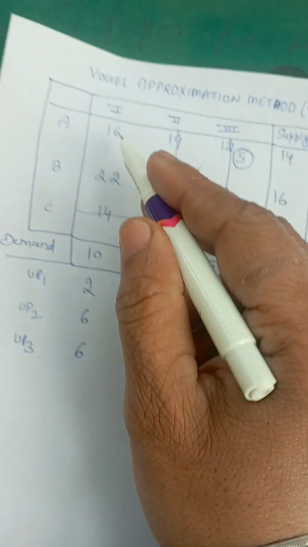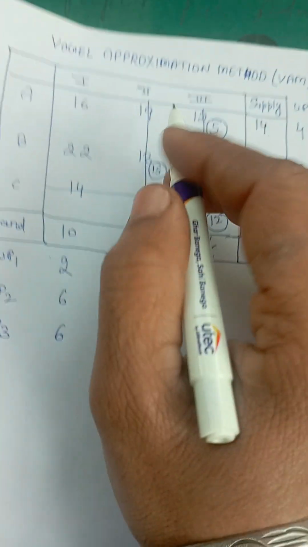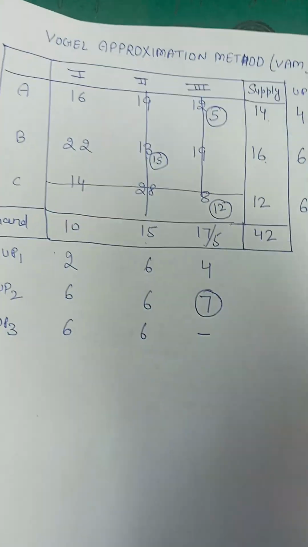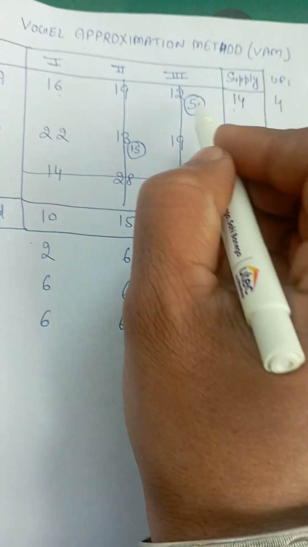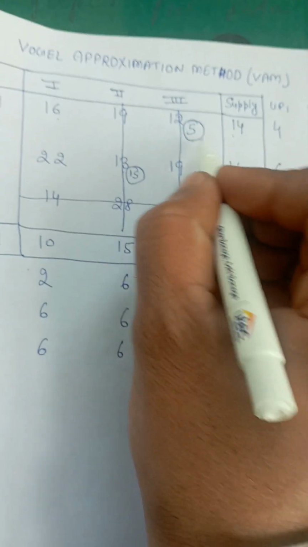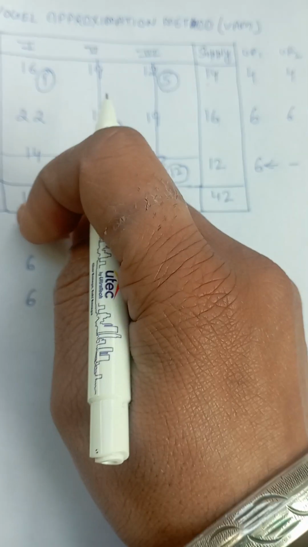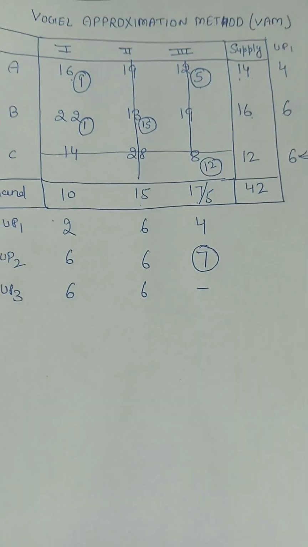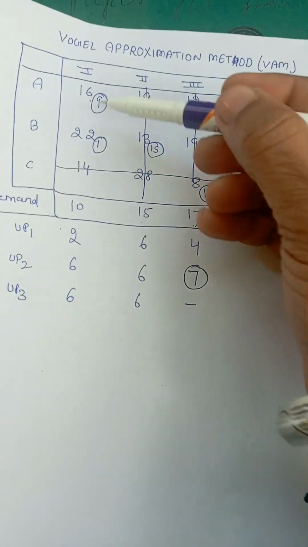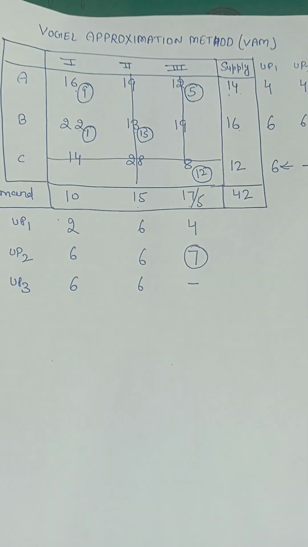Now only a single row or single column is left. We can directly put the value. Here supply is 14, but we have already given 5. The remaining is 9. And here demand is 10. The pending is 1. These cells are known as occupied cells, and this is the method of VAM.